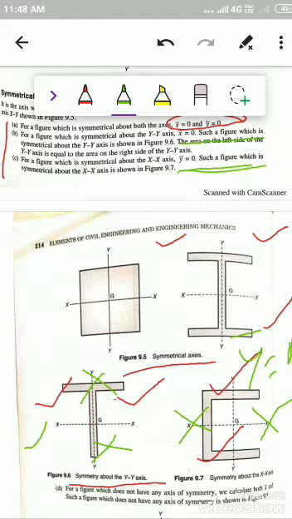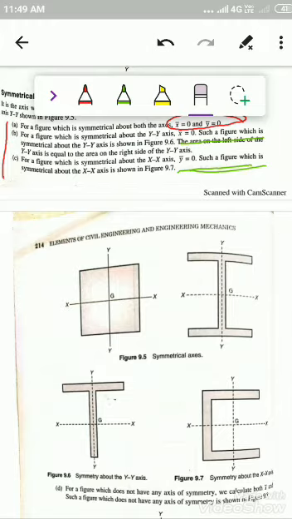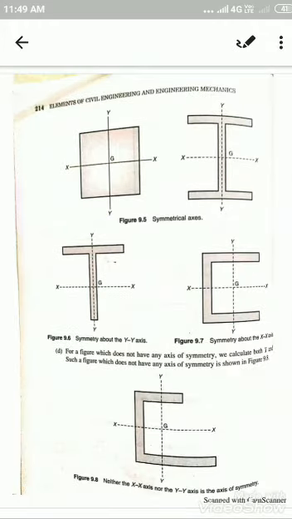Clear? So about whichever axis it is symmetric, the opposite bar will be 0. If it is symmetric about the x-axis, y bar is 0. If it is symmetric about the y-axis, then x bar is 0. So this is the axis of symmetry. One is the symmetrical axis, symmetric about both axes. It may be symmetric about one axis, and it may be symmetric about the other axis.